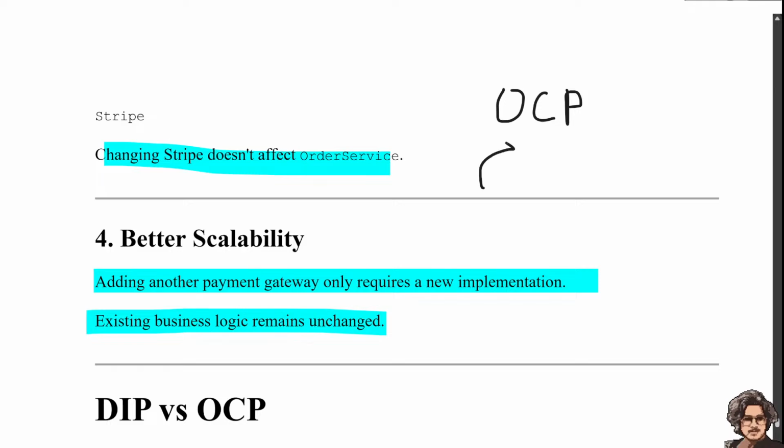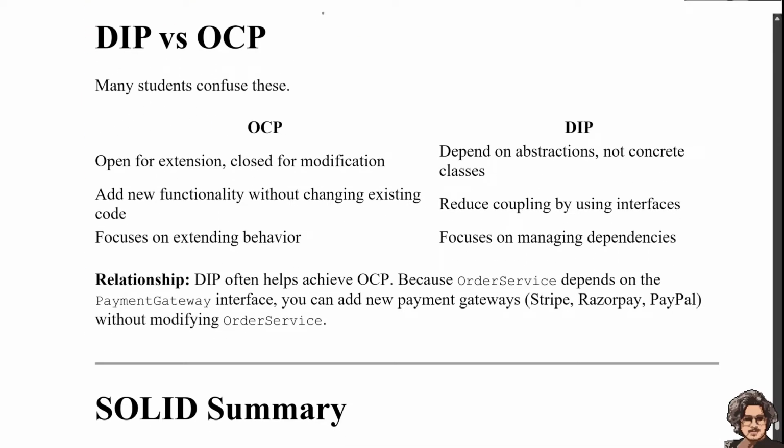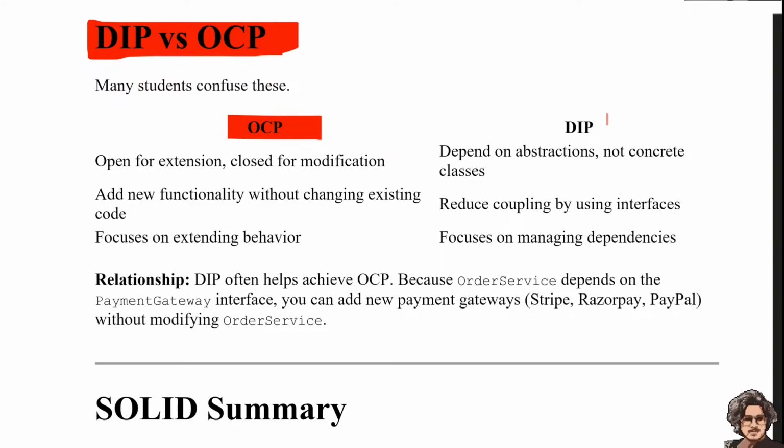We are open for extension, but closed for modification. But many people confuse DIP and OCP. So how do they look? Many students mix up the OCP, the open closed principle, and the DIP, the dependency inversion principle.